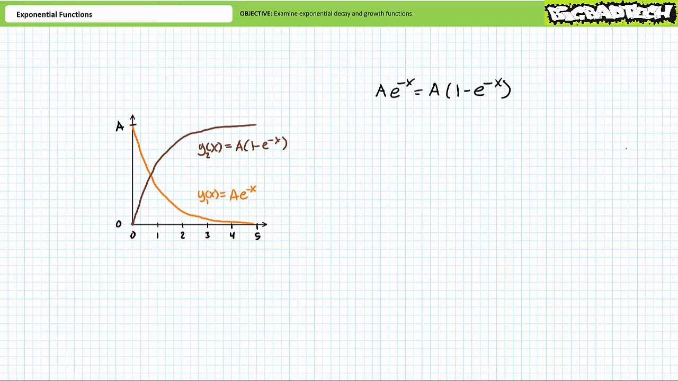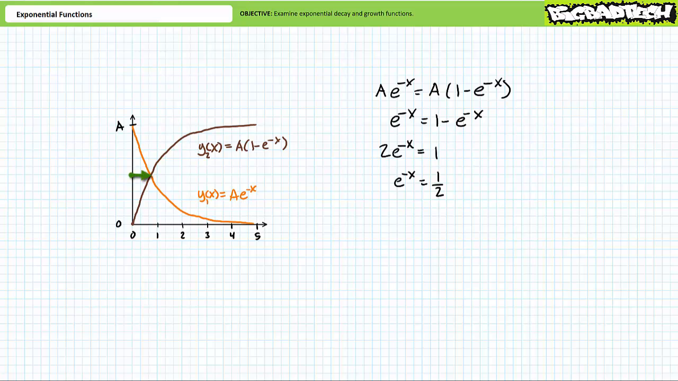When does a times e to the negative x equal a times 1 minus e to the negative x? You should be able to solve for a corresponding x and y value. Let's first determine the y value. Start by getting rid of the constant a. It's on both sides of the equation. We're left with e to the negative x equals 1 minus e to the negative x. Get the exponentials on both sides of the equal sign by adding e to the negative x on both sides. We're left with 2 times e to the negative x equals 1. Divide both sides by 2. We're left with e to the negative x equals 0.5.